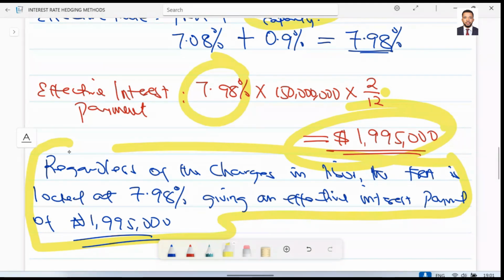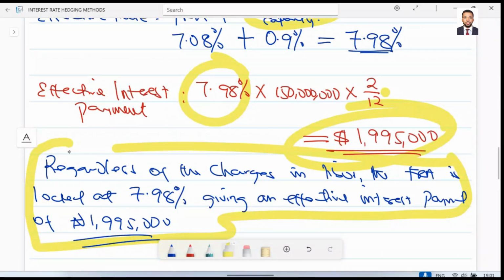So what we are saying under FRA is that from today, we have determined that the quote we are going to be using is how much? 7.98. So whether interest rate is moving to heaven or hell, will anything happen to how much I'm going to be paying? No.